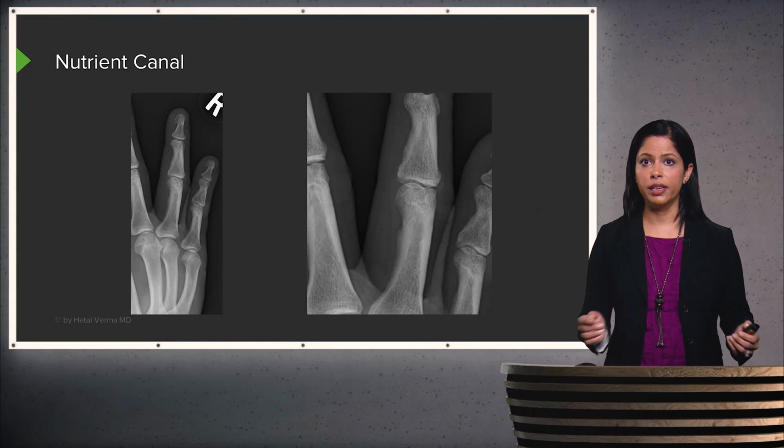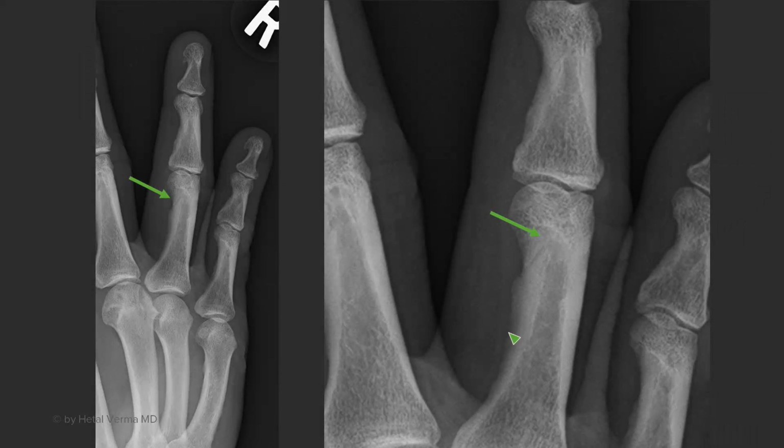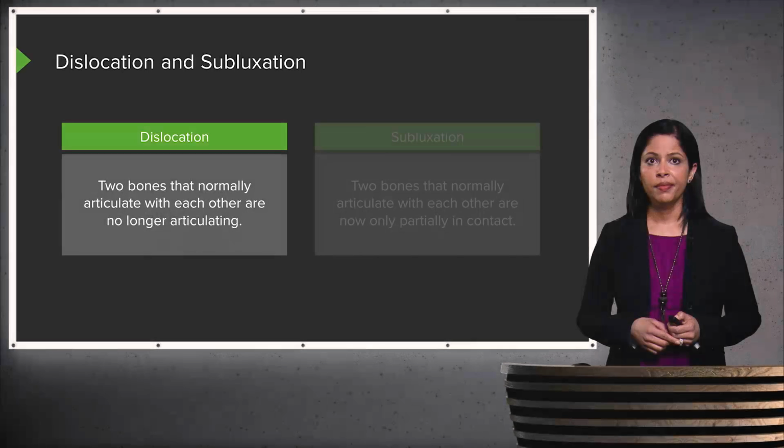So let's just take a look at an example of a nutrient canal. They're a little bit hard to see, so let's take a zoomed in look here, and you can see the green arrow pointing to a nutrient canal here. So you can see this lucency, and if you look carefully, you can actually see an area of sclerosis on both sides of this lucency. It's very smooth, and so this tells you that this is an anatomical structure. It's just a normal nutrient canal.